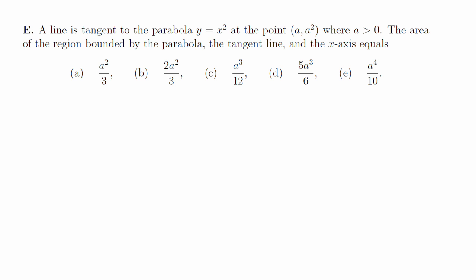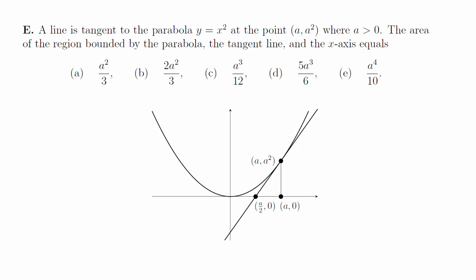1e. The gradient of x squared at x equals a is 2a, and if I send that through the point a squared, then I get the equation of the tangent as y equals 2ax minus a squared, which crosses the x-axis at a over 2. The area in the question is the integral of x squared minus the area of the triangle made by the x-axis, perpendicular to the x-axis from that point, and the tangent line. So I need to integrate x squared between 0 and a, and then subtract the area of that triangle. I get a cubed over 3 for the area under the parabola, and a cubed over 4 for the area of the triangle, to give me a final answer of a cubed over 12, which is option C.